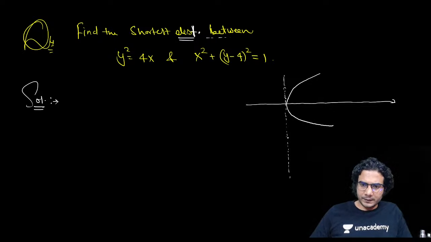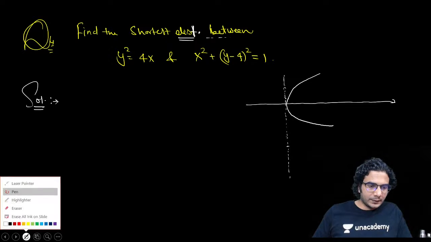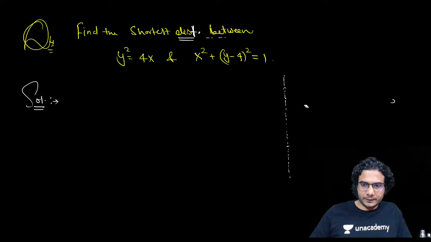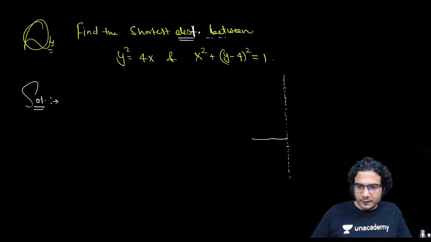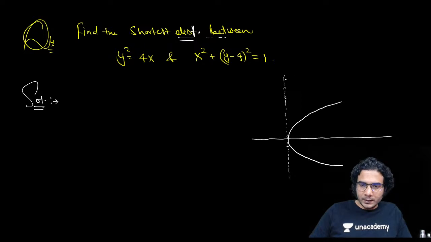Parabola is like this, same as the previous one. Circle center, sorry, center is 0, 4. I should make this axis slightly larger. This is the parabola, and this was 0, 4. Radius is 1, so a small circle of radius 1.